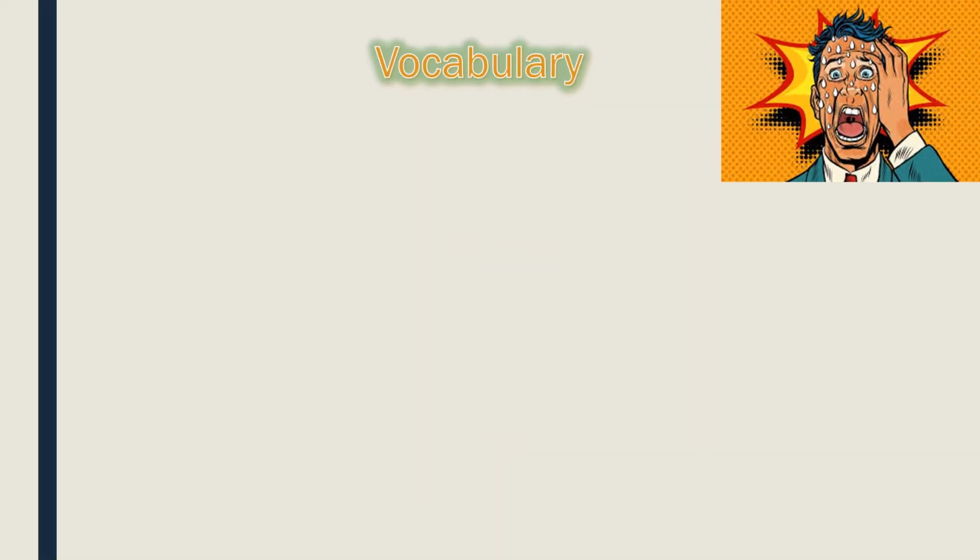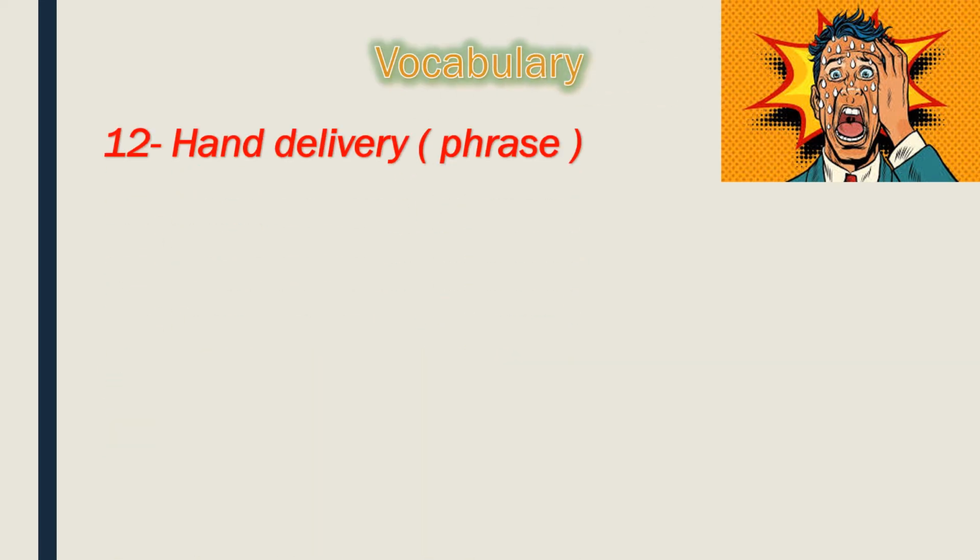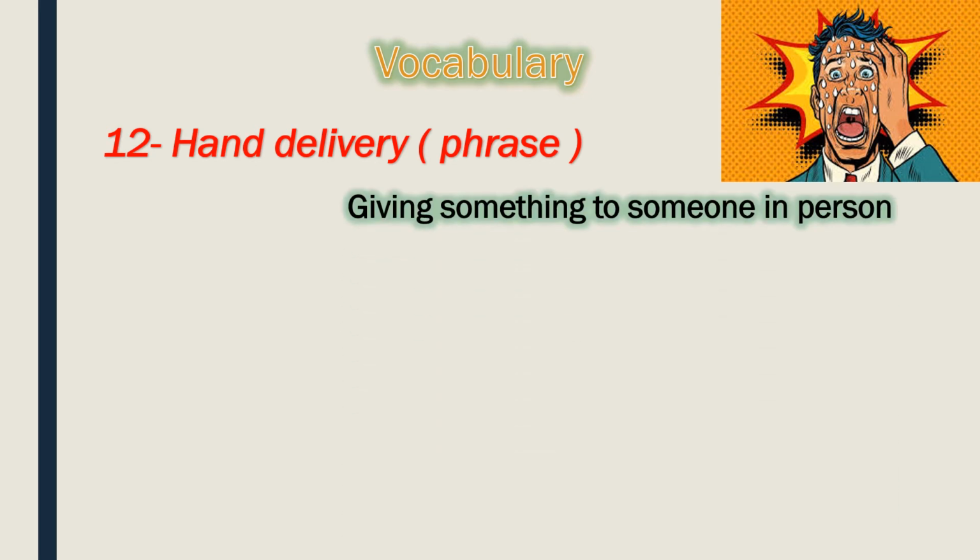And here I have some phrases that you are going to know their meanings. The first one is hand delivery. If I ask you to give something to someone in person, what do you mean in person? That you hand something over directly. So hand delivery means delivering by hand, not giving it to anyone else. Giving something to someone in person.